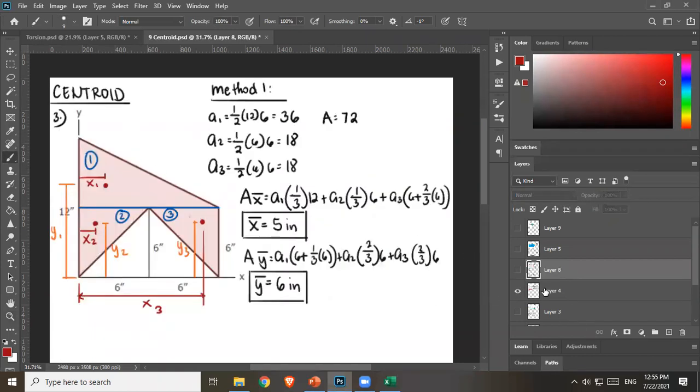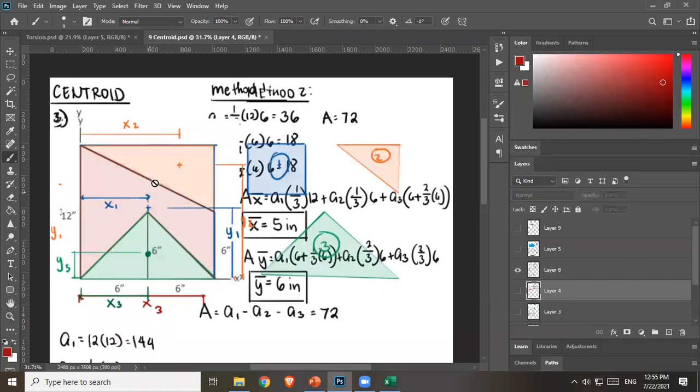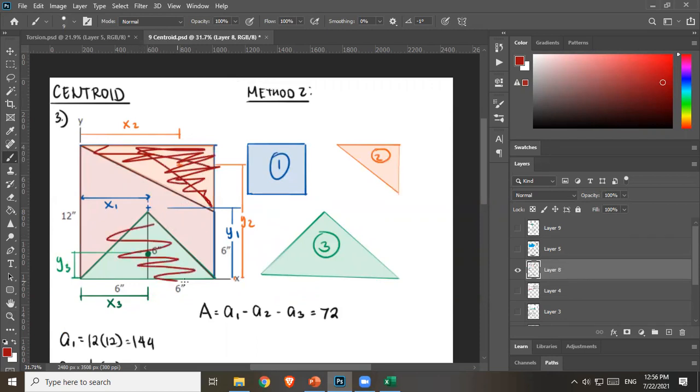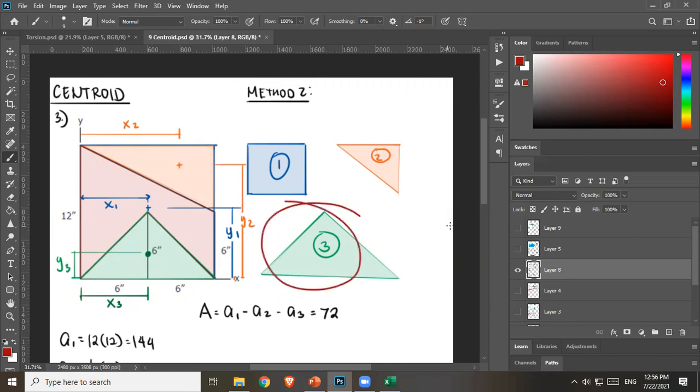For example, I'm going to consider this as just a square. So this entirety is a square, and that's your area 1. As you can see, my square is area 1. And then subtracting the empty shapes, which are this orange right triangle and this green triangle. That's your A2 and A3 respectively. Next step is the same, figuring out what's the area.